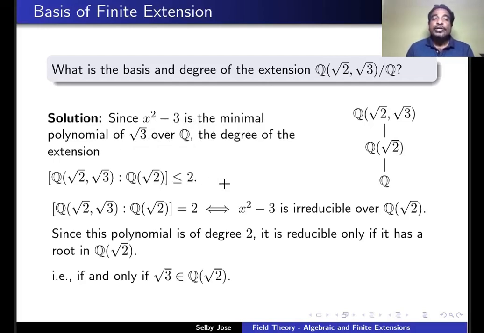Therefore, the degree of the extension Q(root 2, root 3) over Q(root 2) will be definitely less than or equal to 2. And it is equal to 2 if and only if the polynomial x squared minus 3 is irreducible over Q(root 2).